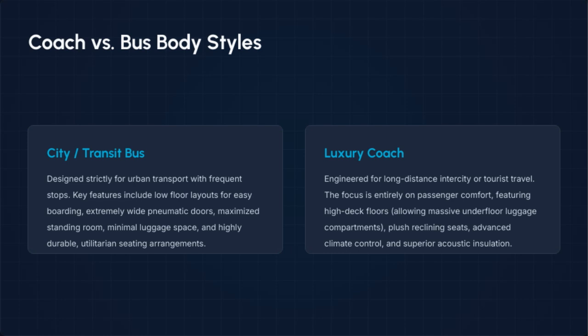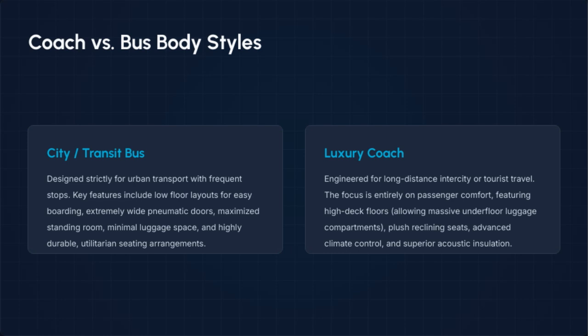On the other hand, city or transit buses are designed for urban environments with frequent stops. They're built for quick, efficient boarding and alighting, which is why they have low-floor layouts. These make it easy for passengers, including those with mobility challenges, to get on and off quickly. You'll also notice the extremely wide pneumatic doors that facilitate fast boarding and a maximized standing room area to accommodate more passengers during busy times. However, these buses tend to have minimal luggage space, since their primary purpose is short-distance travel within cities.